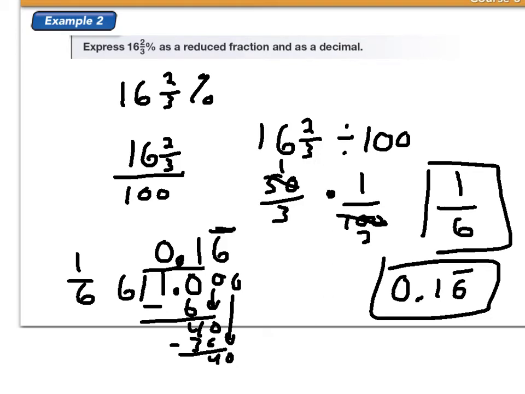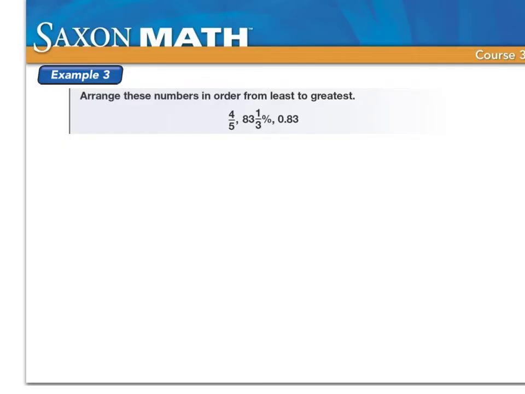And we'll move right on to example 3. Example 3 says to arrange these numbers in order from least to greatest. Now remember when we talked about arranging numbers, we wanted to convert them all to the same format. And the easiest format is usually decimal. Okay, so we're going to convert all of these to decimals. So we're going to take 4/5 and make it a decimal. We're going to take 83 and 1/3% and make it a decimal. And then we got 0.83, which is already a decimal. Okay, and then we're going to compare those and arrange them from least to greatest.